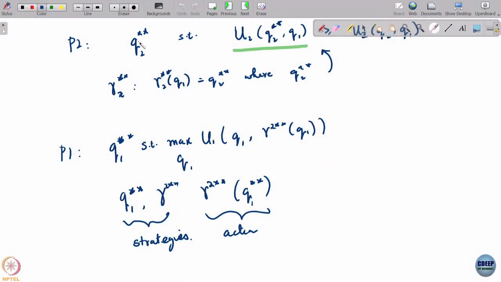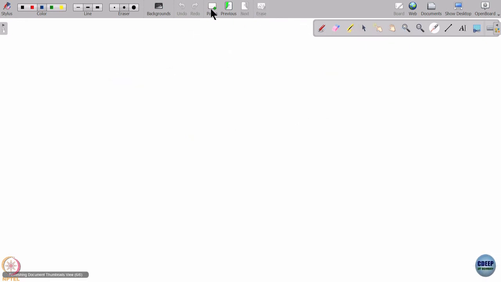So now, now that you have asked this, let us see if there is any conflict in the two. So this here, Q1 star star, we got from a certain set of reasoning, which is gamma 2 star star and Q1 star star. The question is: is that a Nash equilibrium of this game? Let us check that.